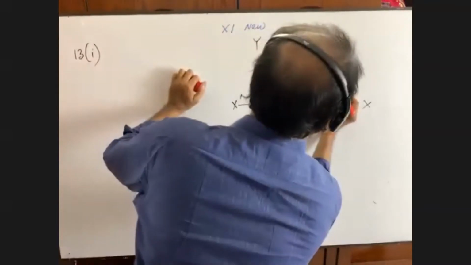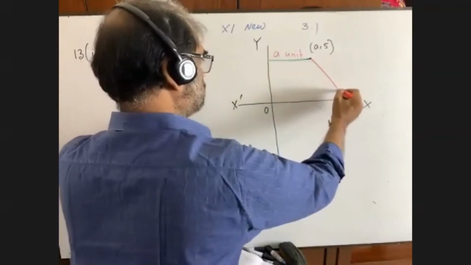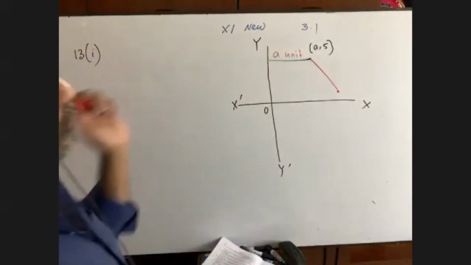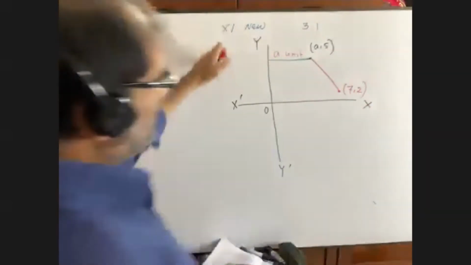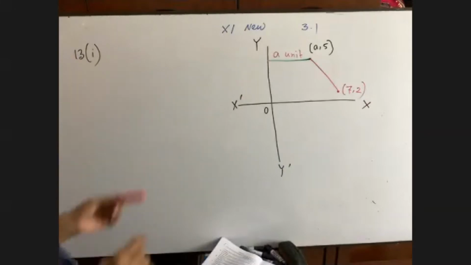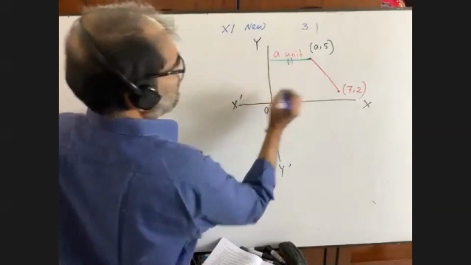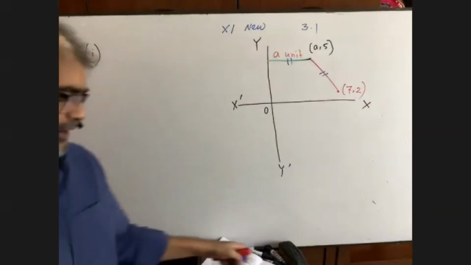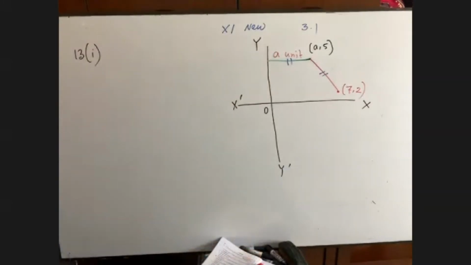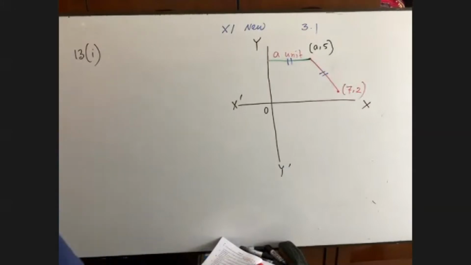We have another point. Suppose it is (7, 2). In the book, it is told that this distance and this distance are equal. Now, please try to understand the figure. If you understand, then you can do the math.